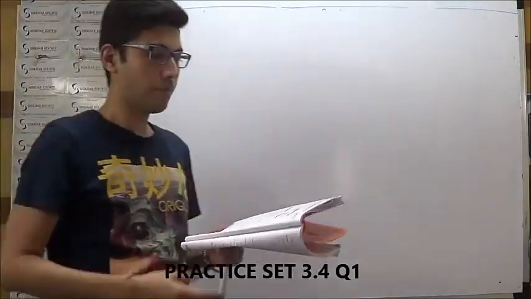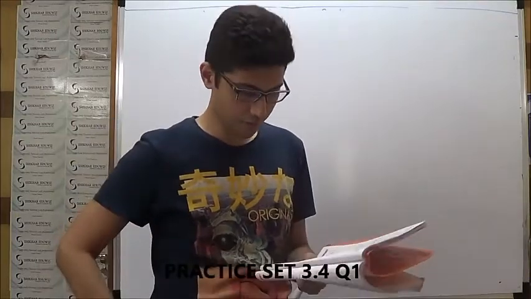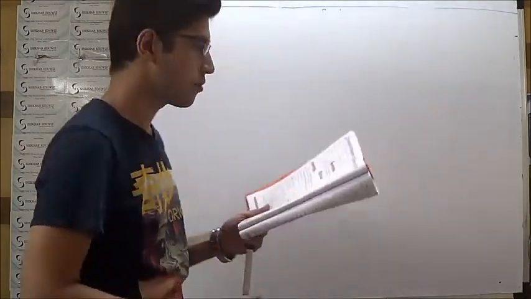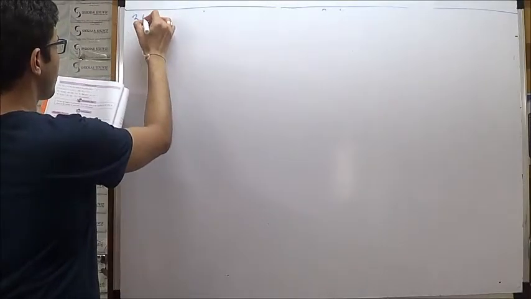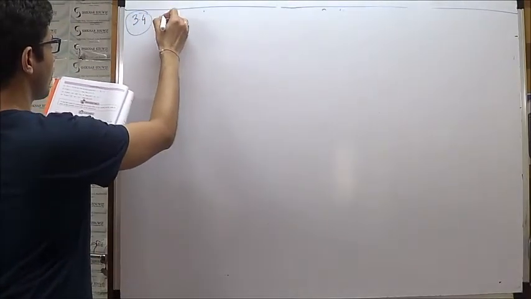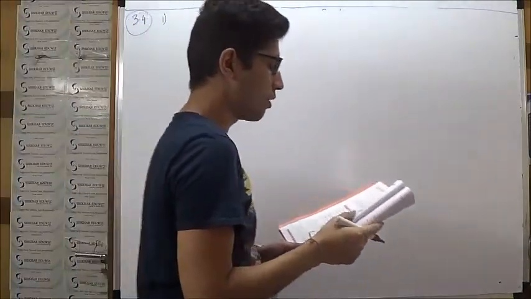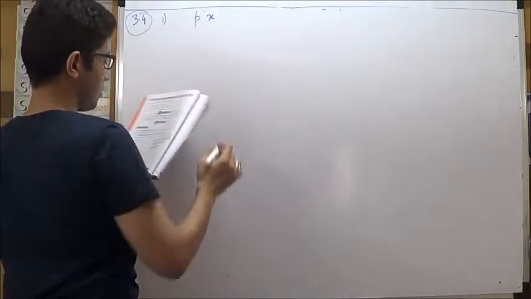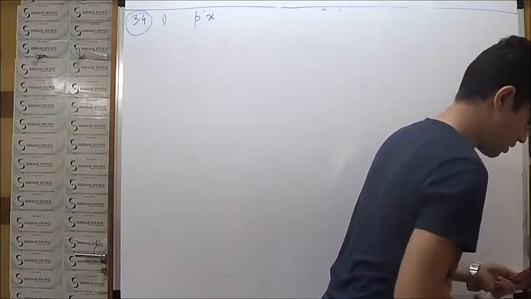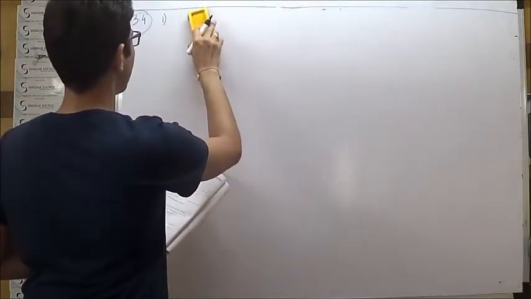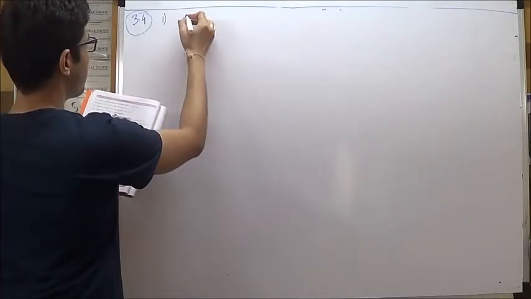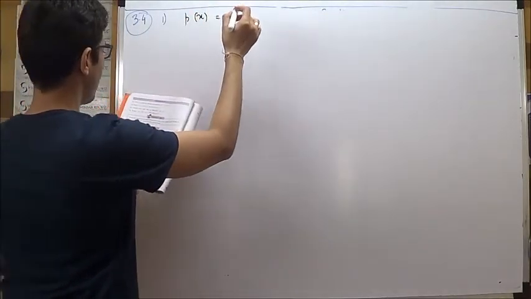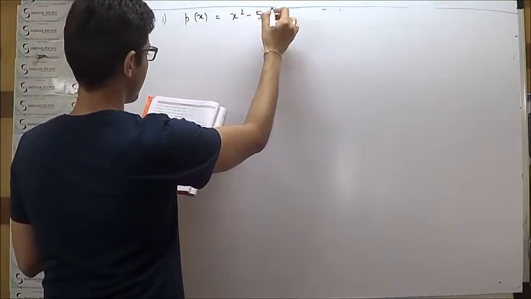So we'll start with practice set 3.4, first sum. Find the value of the polynomial x square minus 5x plus 5 for x is equal to 0. Simple, you know p of x. Then we will go to the solution of that problem. P of x is equal to x square minus 5x plus 5.